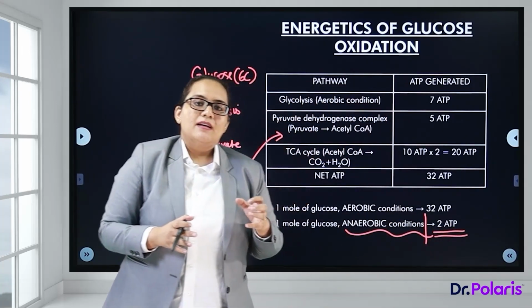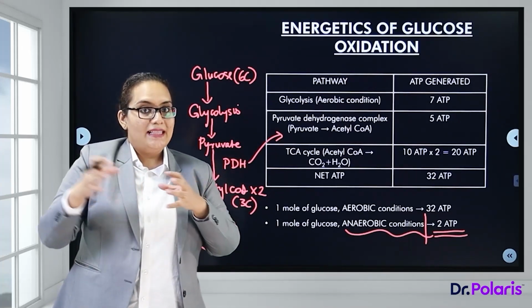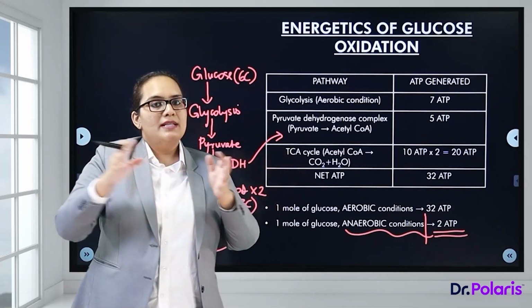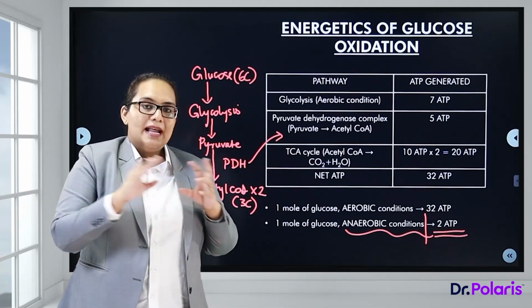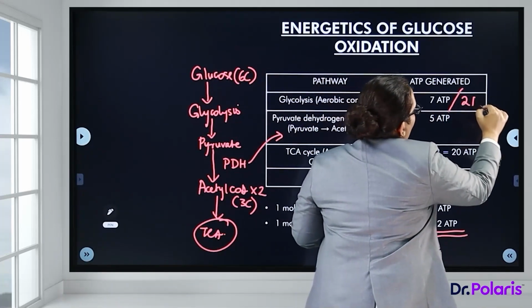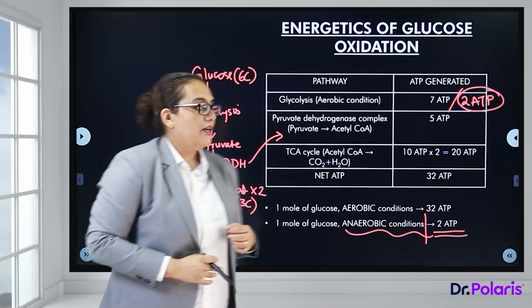Now generally, during glycolysis, when glucose is converted to pyruvate and then lactate, this happens only in anaerobic glycolysis, where glucose gets converted to lactate. The net energy production is not 7 ATP, but you get 2 ATP formed here in this step. This is in anaerobic glycolysis.